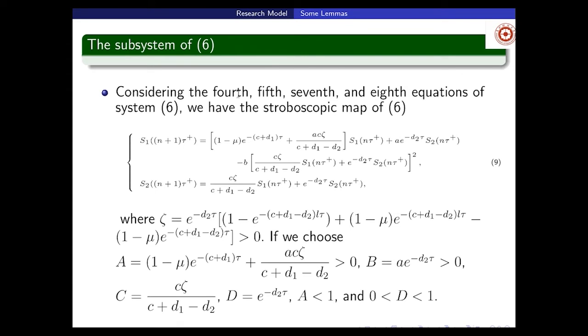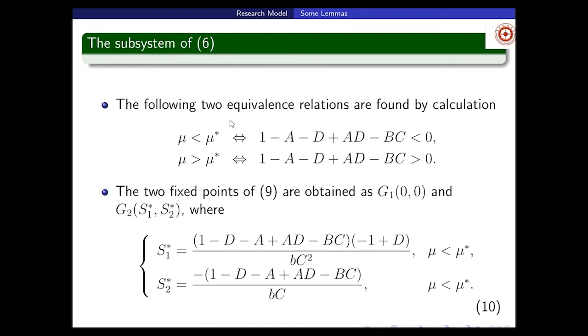Considering the 4th, 5th, 7th, and 8th equations of system 6, we have the stroboscopic map of 6. The following two equivalence relations are found by calculation. The two fixed points of 9 are obtained as G1 of 0, 0 and G2 of S1 star, S2 star, where S1 star, S2 star equals this.